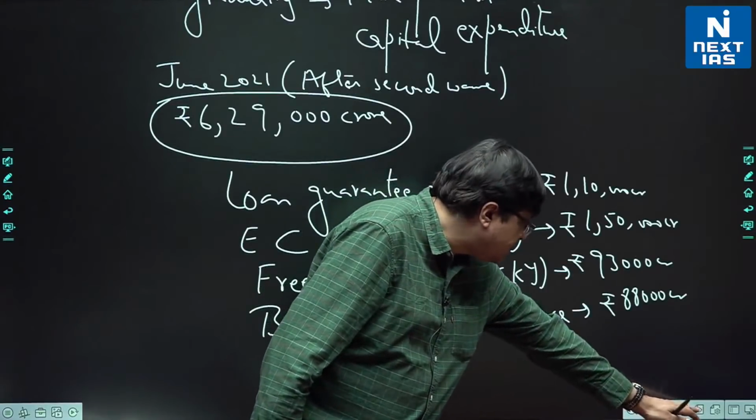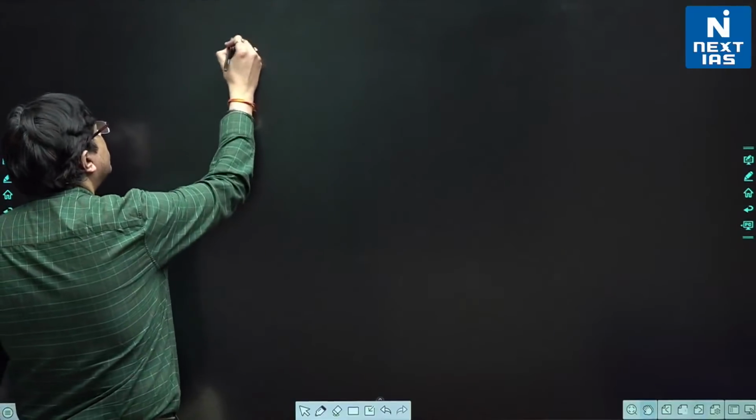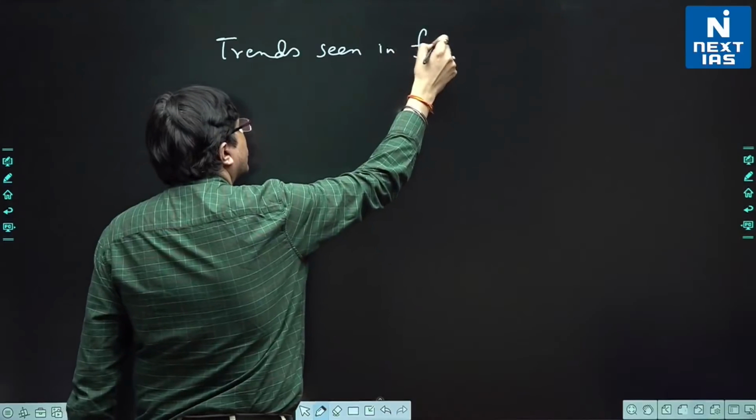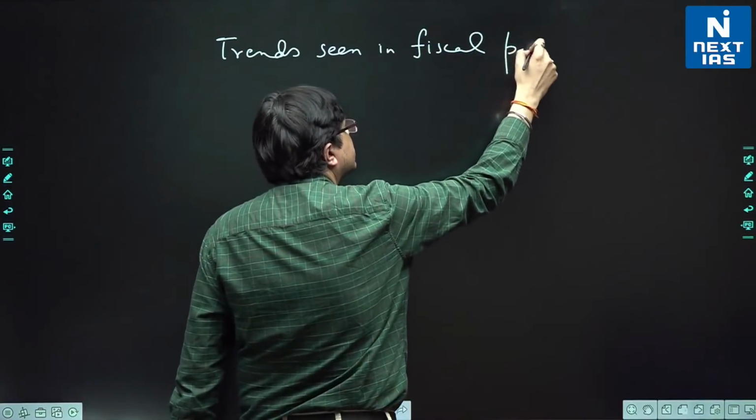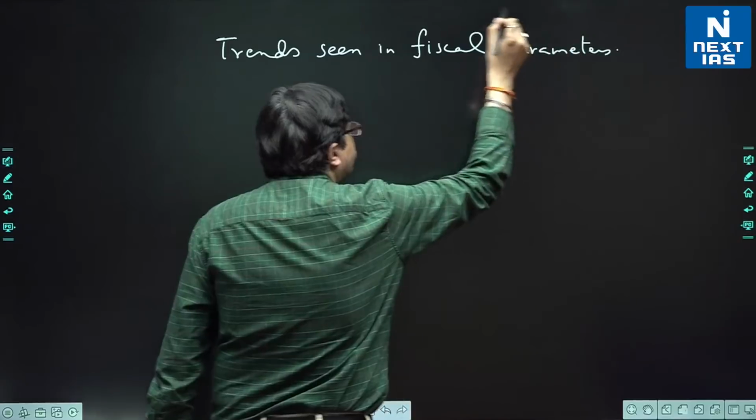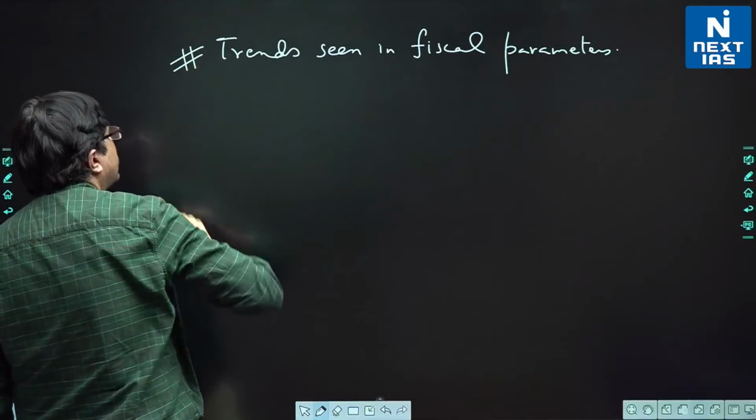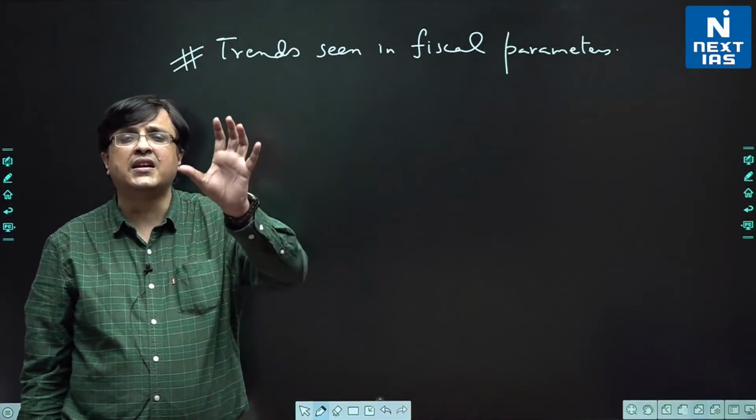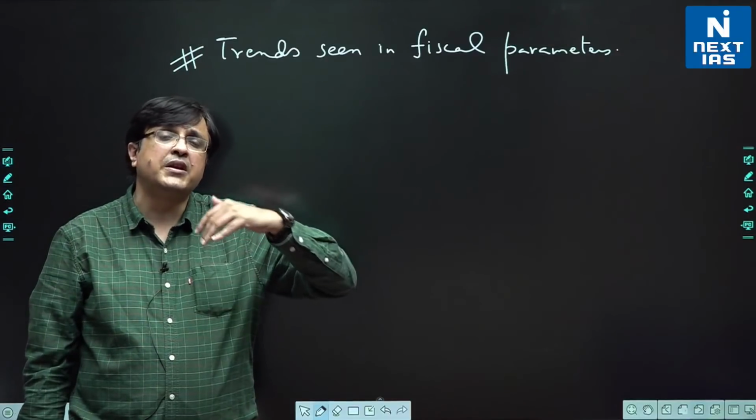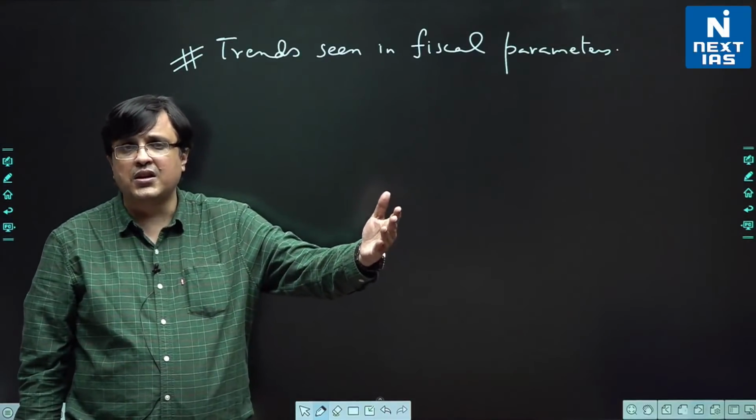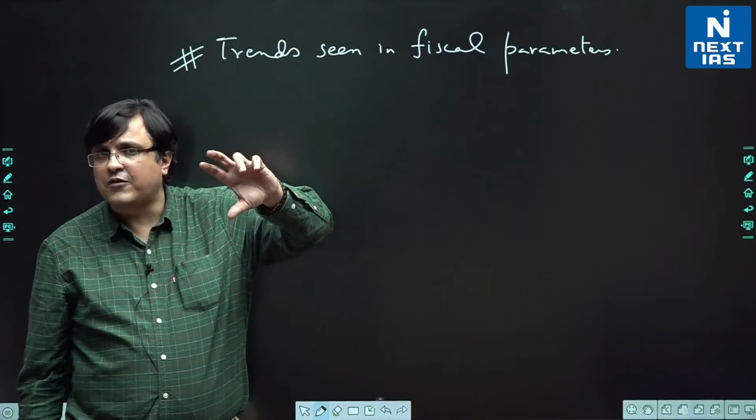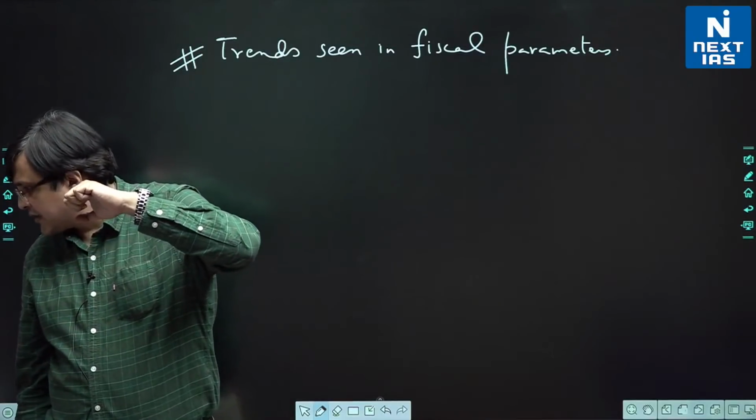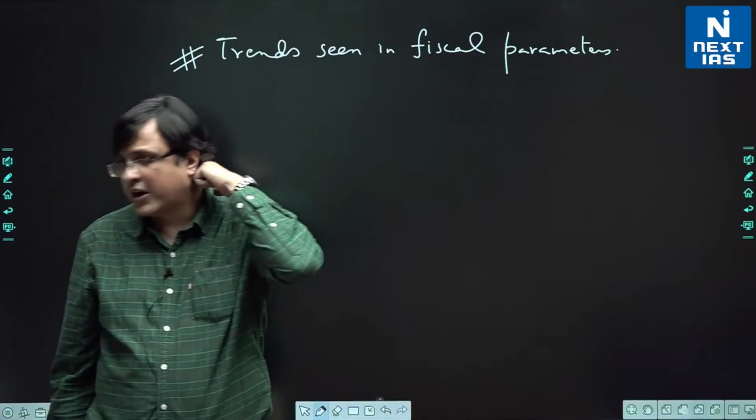So remember, we talk here about trends seen in fiscal parameters. Again, from the prelims point of view, there have been questions in past exams where they have asked us whether revenue deficit, they'll give you a statement: Revenue deficit has been continuously rising in India in the last few years. Fiscal deficit has been continuously falling in India in the last few years. So you have to keep in mind what is the trend that we have observed in revenue deficit, fiscal deficit, primary deficit in the Indian context. That is the point.